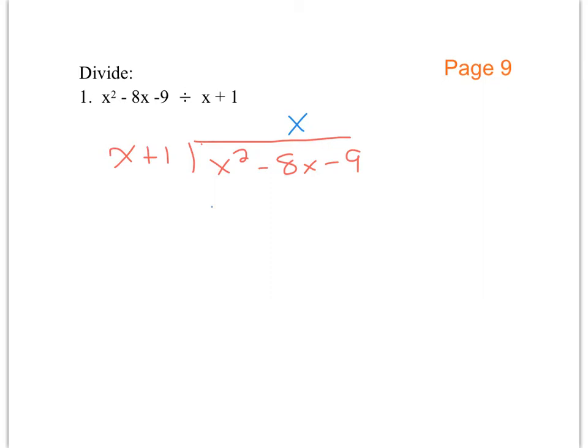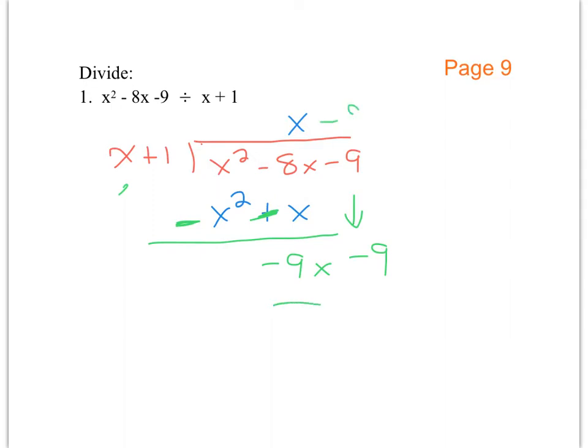So x times x is x squared. x times 1 is plus x. So I have x times x plus 1 is x squared plus x. I'm going to subtract, so change all of my signs, draw my lines. x squared minus x squared is nothing. Negative 8x minus x is negative 9x. And now I'm going to bring down the negative 9.